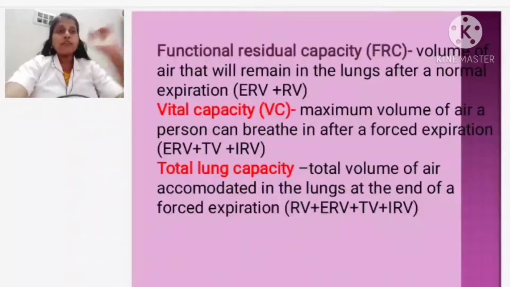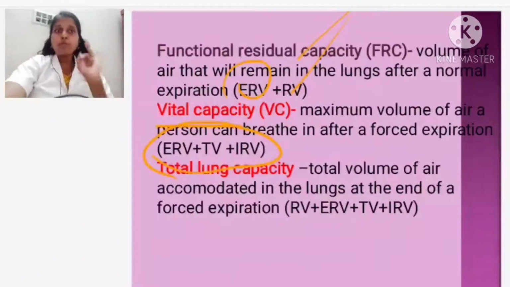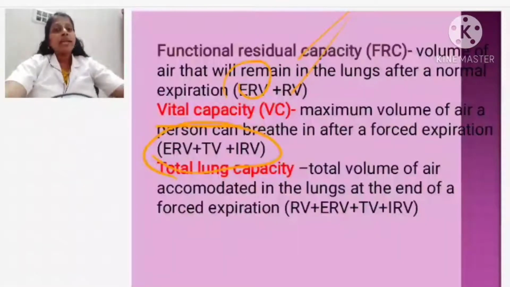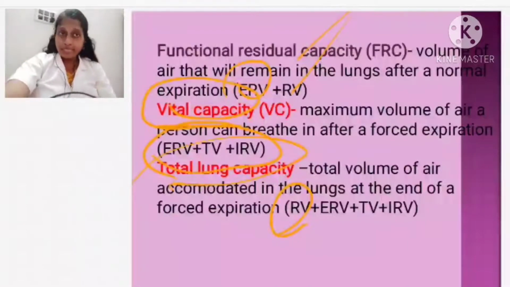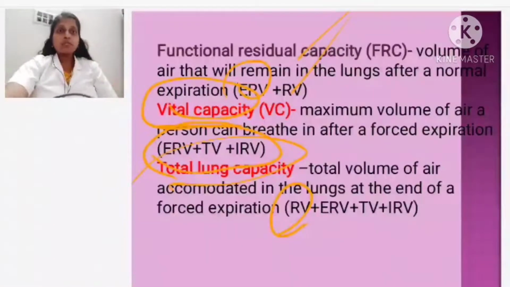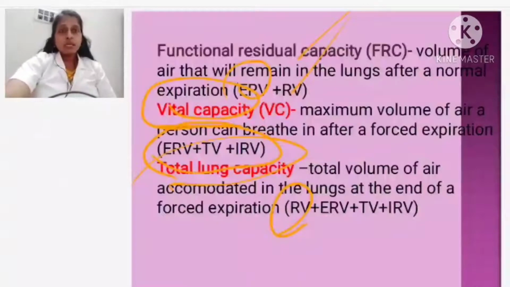And thereafter you have the functional residual capacity. It is expiratory reserve volume, forcefully how much you can give out, plus your residual volume. What is vital capacity? It is the sum total of expiratory reserve volume, tidal volume and inspiratory reserve volume. Vital capacity plus your residual volume is your total lung capacity. So all these terms I think are a bit clear now, and you have to learn which ones you have to sum up, which you have to add on. So that is regarding the capacities of the lungs.